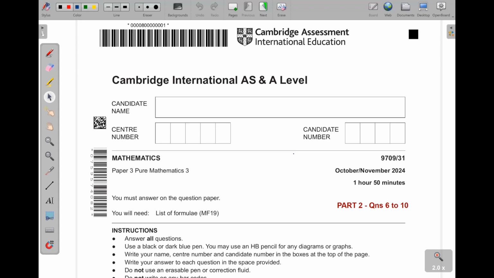This is Teacher Simon taking you through Cambridge International AS and A-Level Pure Mathematics 3 for October-November 2024, Paper 3-1, Part 2, that is from questions 6 to 10.